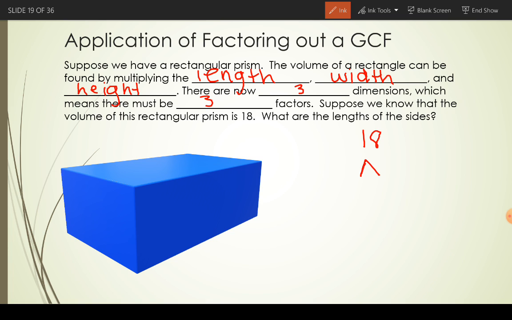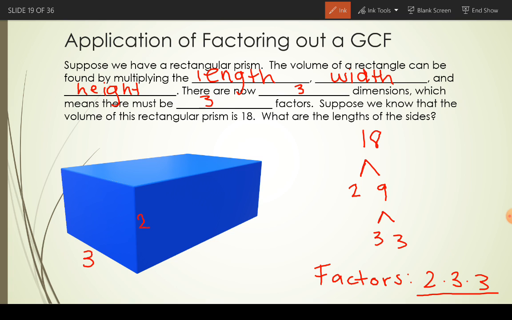So we can choose 6 and 3 or 2 and 9. Either way, you'll get the same answer. So the factors, remember, are all the prime numbers. The prime numbers here are 2 times 3 times 3. Notice we have 3 factors, so we know the lengths of all of our sides. So the height is 2, and this side length is 3, and this side length is also 3.